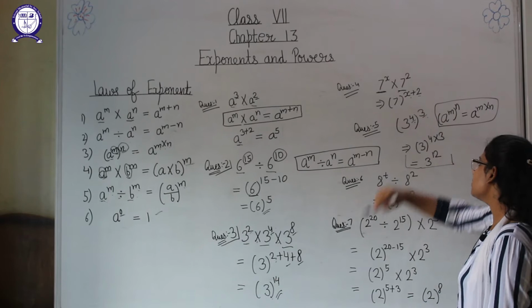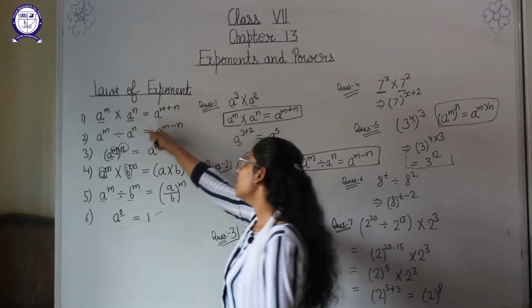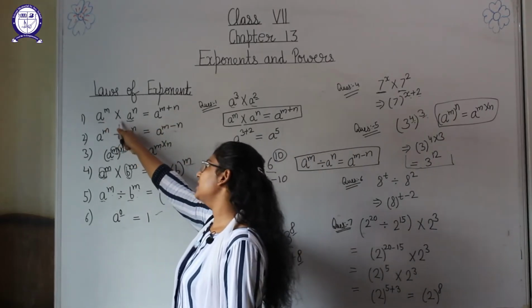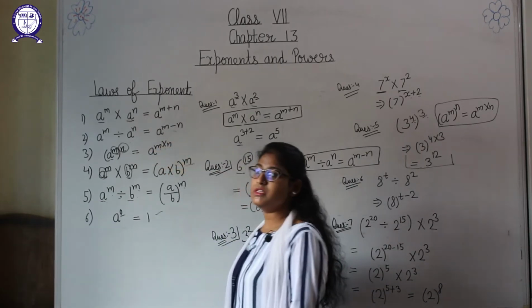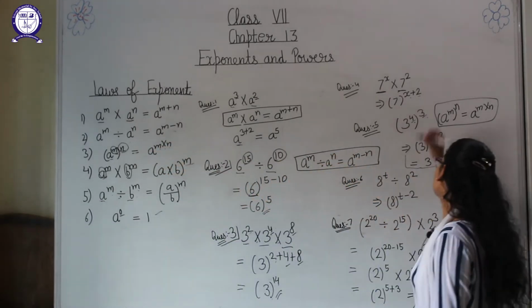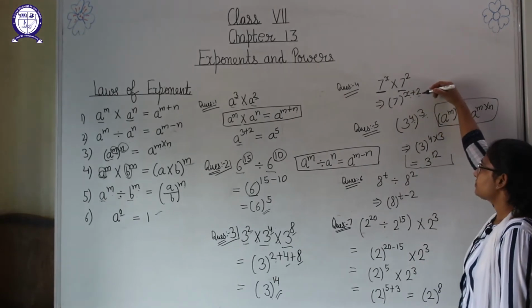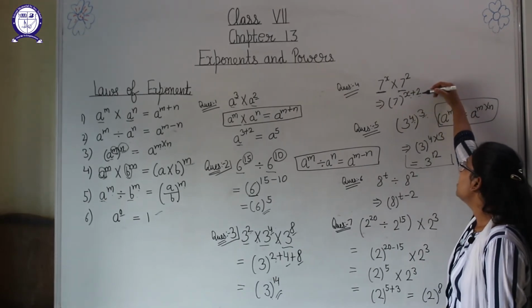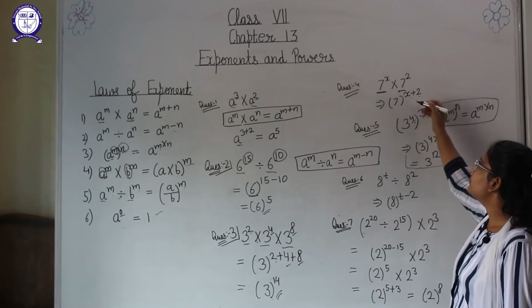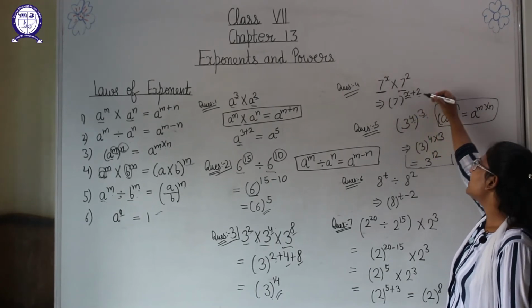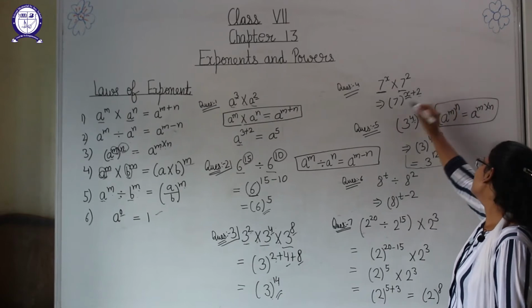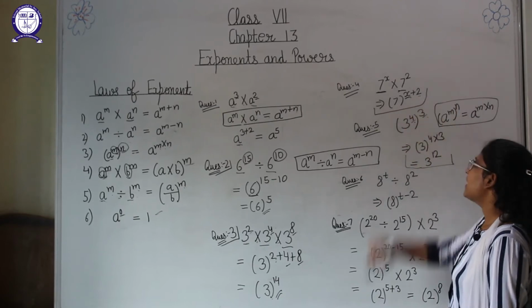What identity are we using here? The first identity, where a raised to the power m into a raised to the power n is equal to a raised to the power m plus n. It means we have to add the powers. So x plus 2 will be the answer for the powers, but we can't do it further. Why? Because we don't know the value of x and we can't add it to 2. So our answer will remain the same like this.